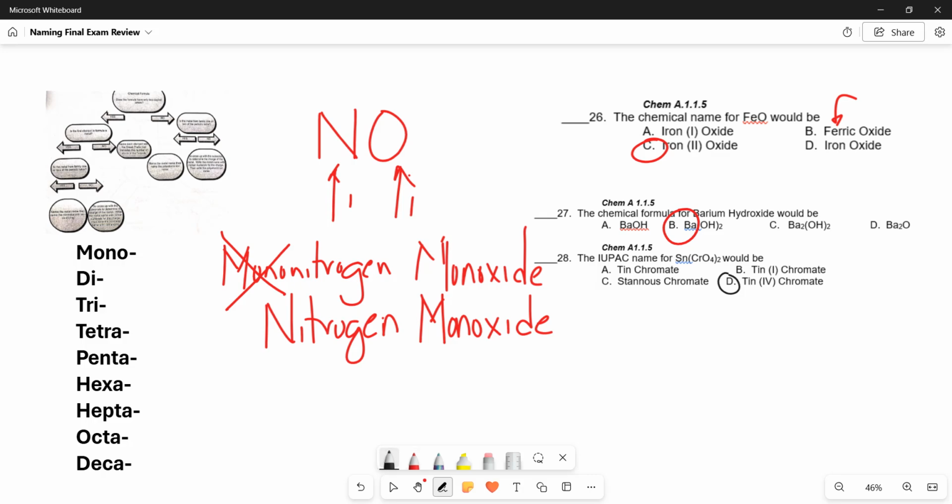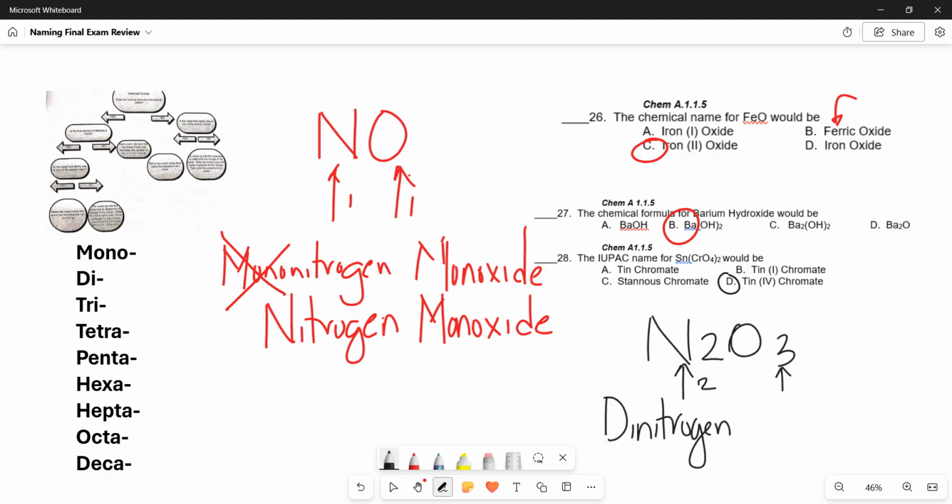So let's look at another example. Same elements, let's say it was N2O3. Well, I have 2 of the nitrogen, so I'm going to say dinitrogen. And I have 3 of the oxygen, so I'm going to say trioxide. And that is how we do Greek prefixes.